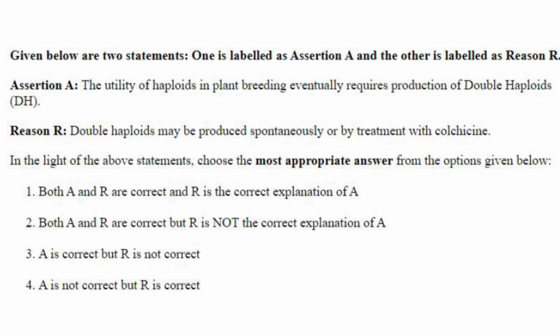The reason they have given is that double haploids may be produced spontaneously or by treatment with colchicine. They have given the reason as how double haploids are produced, not why double haploids are required. So the answer here is both A and R are correct, but R is not the correct explanation of A.